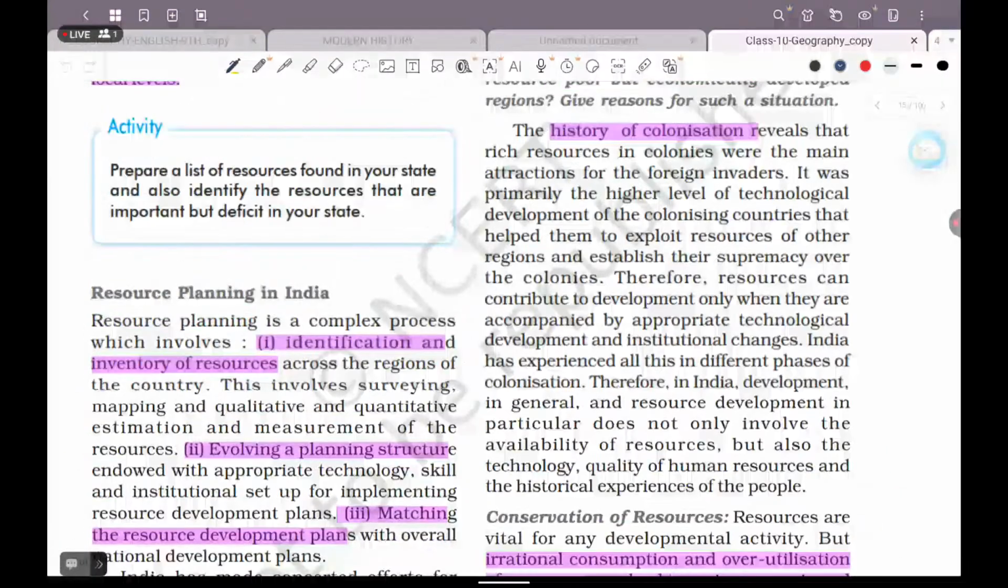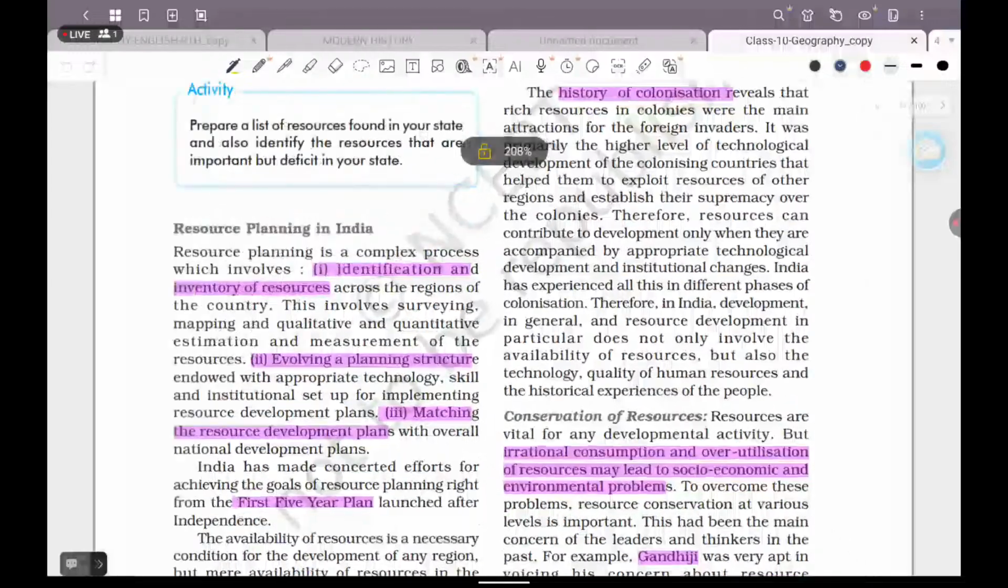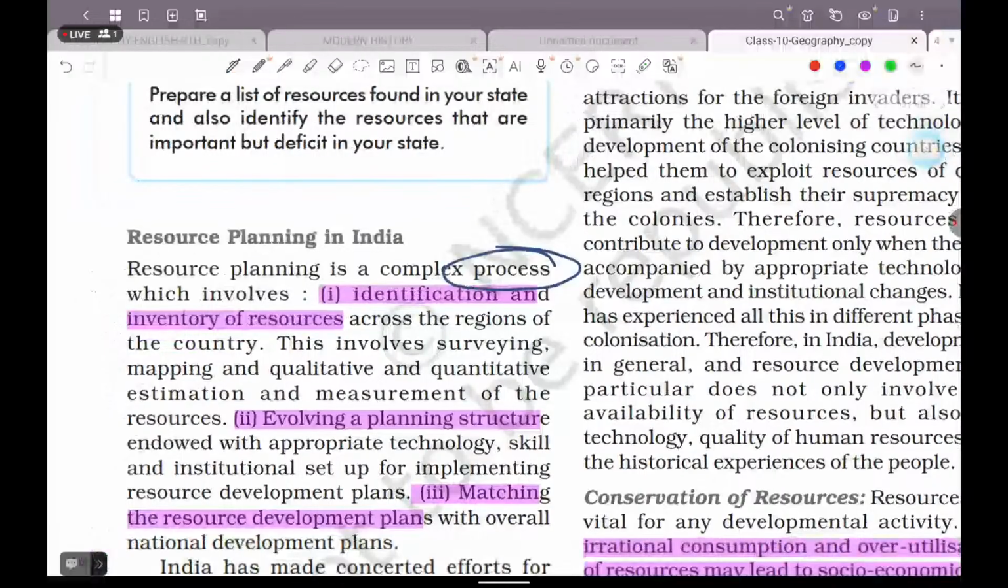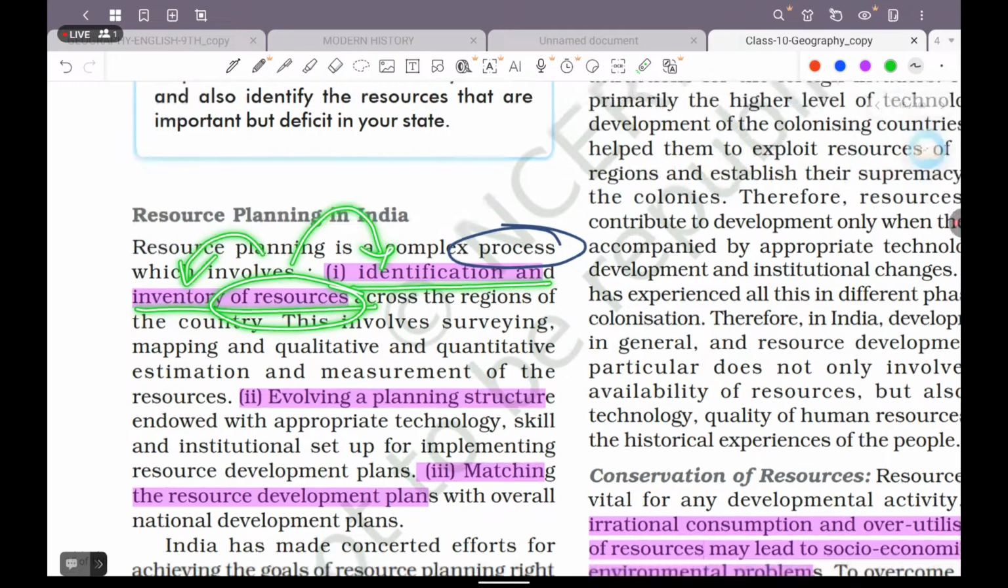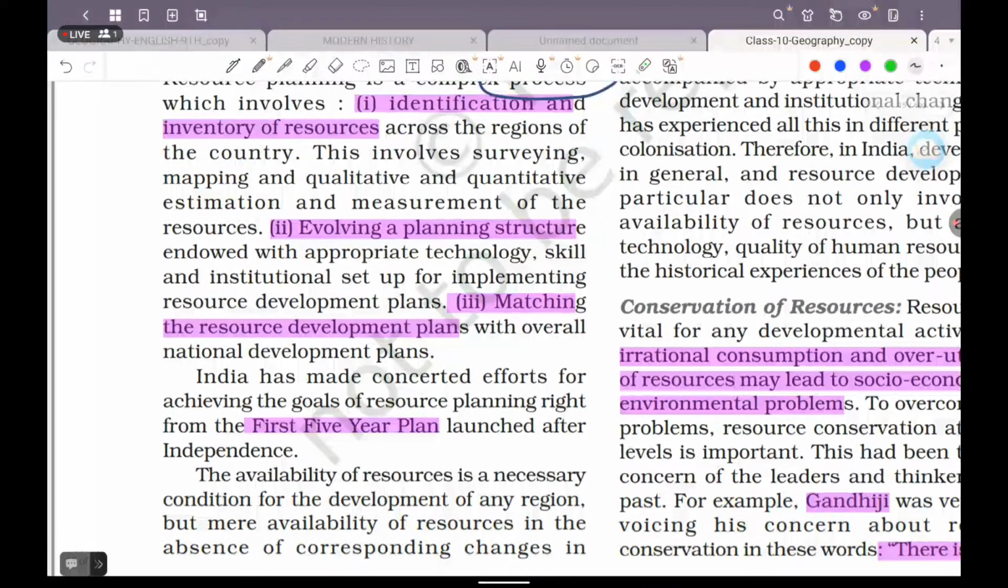Here, in planning resources, there are some processes. First, we have to identify and take an inventory of the resources. The second is that after finding the resource inventory, we have to go to a planning structure. And then, after the planning structure, the third stage is matching with the resource development plan.